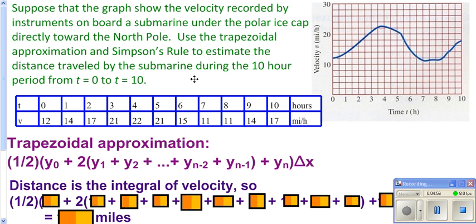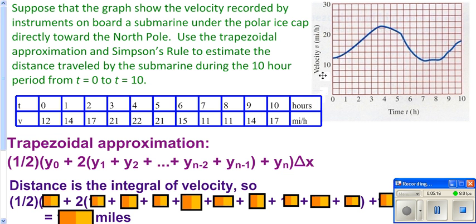Well, we now have a submarine underneath the polar ice cap. We have right here the time going across in hours. Underneath we have its velocity recorded at each hour. Over here on the far right we have a graph of what's going on.